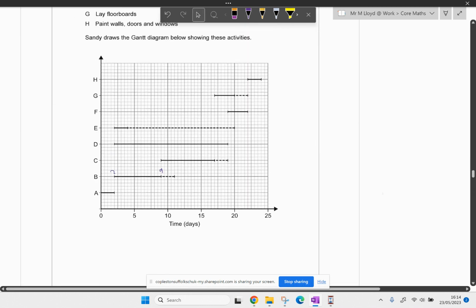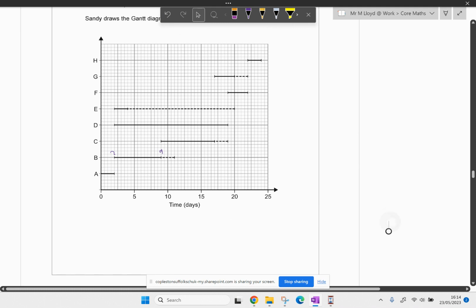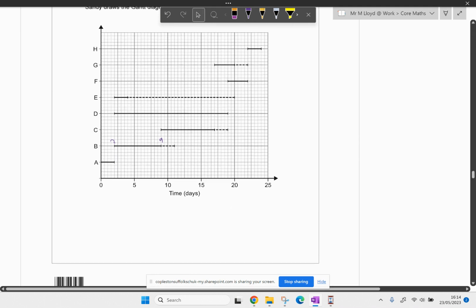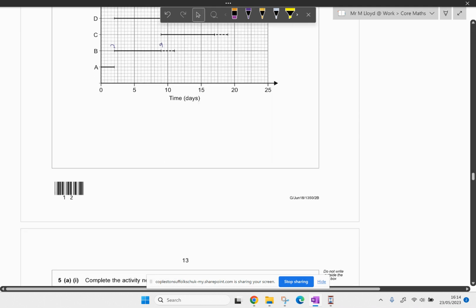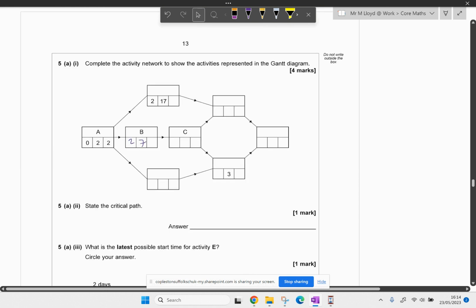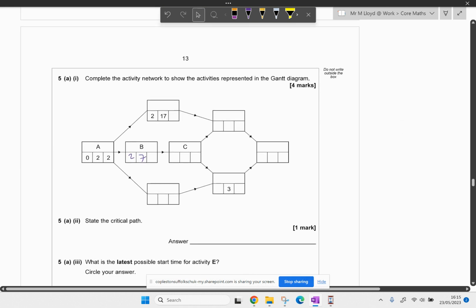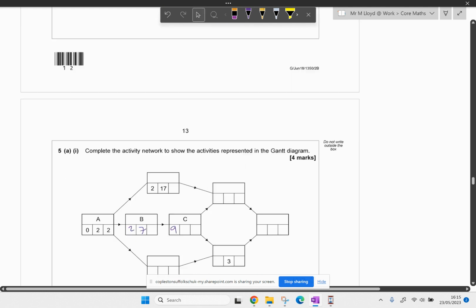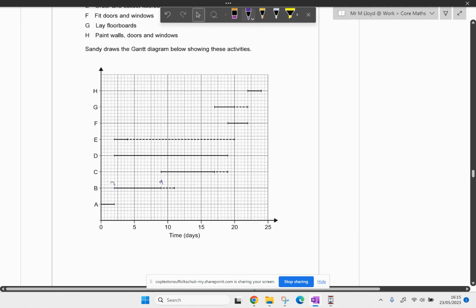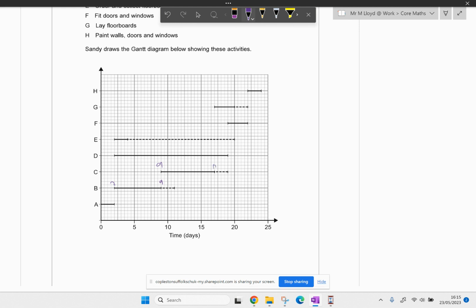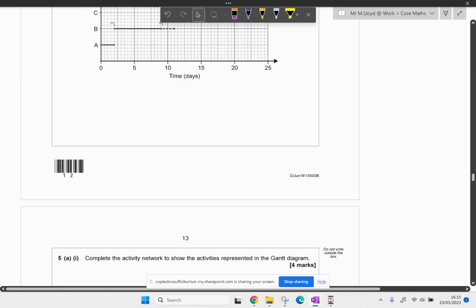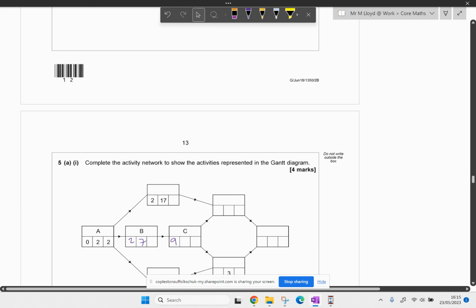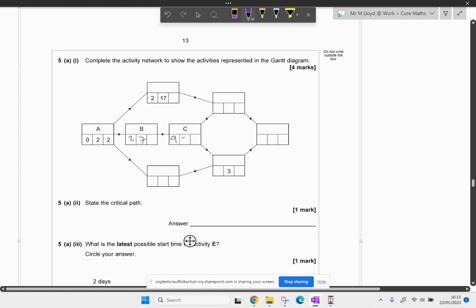Right, part C comes after B. It starts during B, so B must be a predecessor, and in fact it is, it's got it there. So the early start time for C is going to be 9. C has a duration from 9 to 15, 16, 17. So that's a duration of 8. So C, duration of 8.